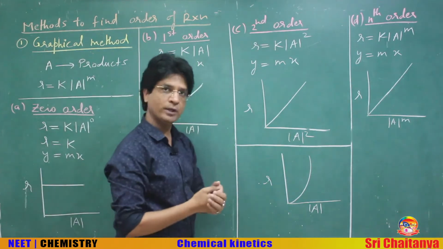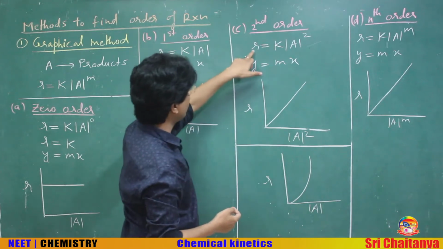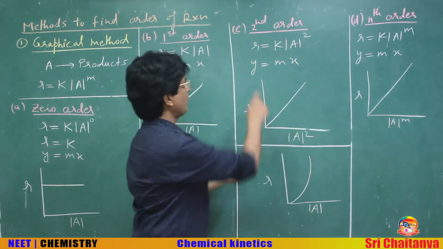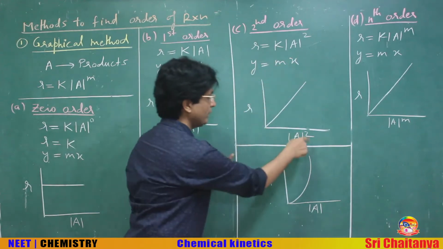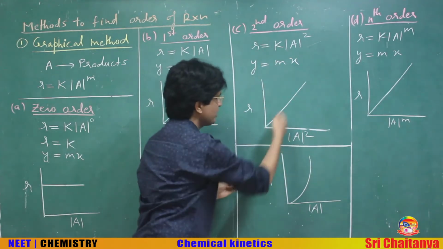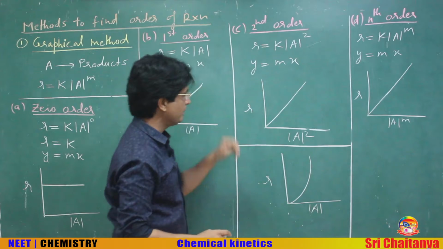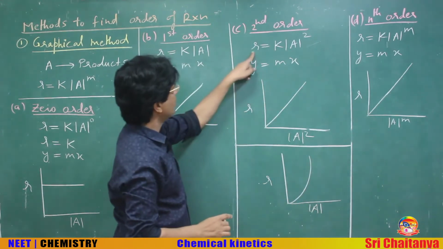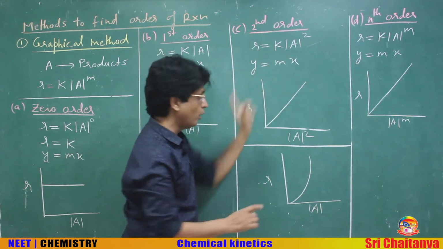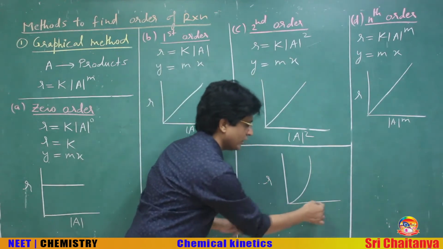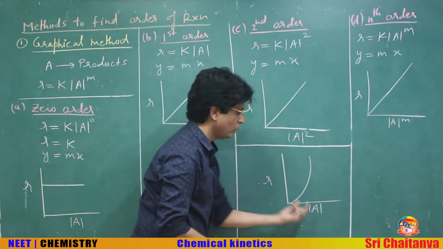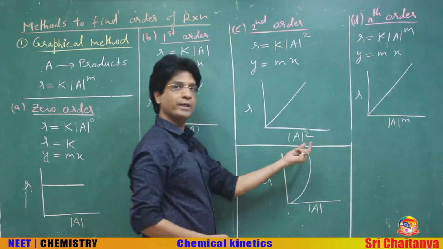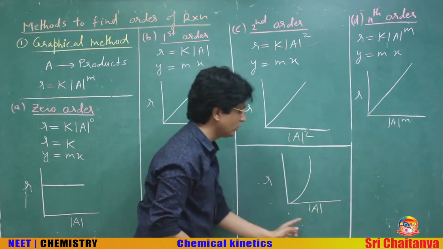Now coming to the second order, I am taking R equals K, A square. Now on the x-axis I have put A square. Now this will be an equation of a straight line if I put A square on the x-axis. So again a straight line passing through origin. But remember that if they give you A and they give a parabola, this equation is also an equation of a parabola, only if we have A concentration to the power of 1 on the x-axis, then this is the parabola. Otherwise it will be a straight line if I have A square. So please keep on looking at what is given on the x-axis.